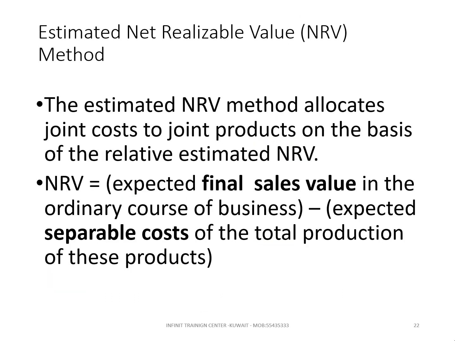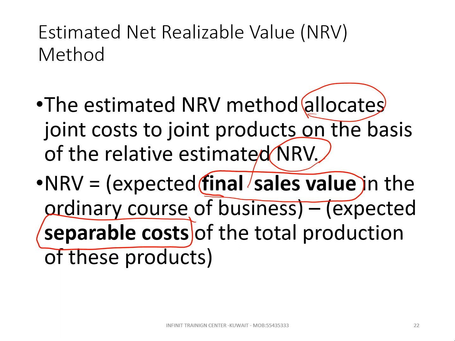Okay, now what is NRV in this case? The estimated NRV method allocates joint cost to joint products on the basis of the related estimated NRV. What is NRV? NRV is the expected sales value in the ordinary course of business, or we can say this is the final sales value. After further processing, for what price you are selling it, that is the expected final sales value. From that you will minus the separable cost. You will reduce the separable cost.